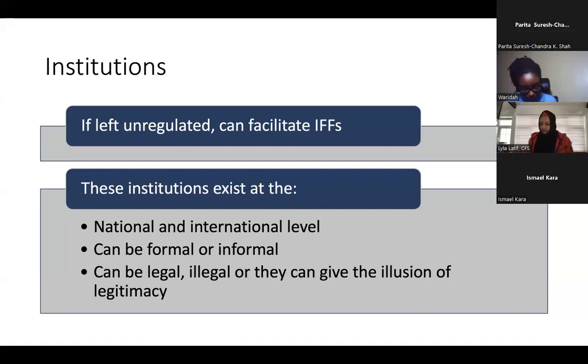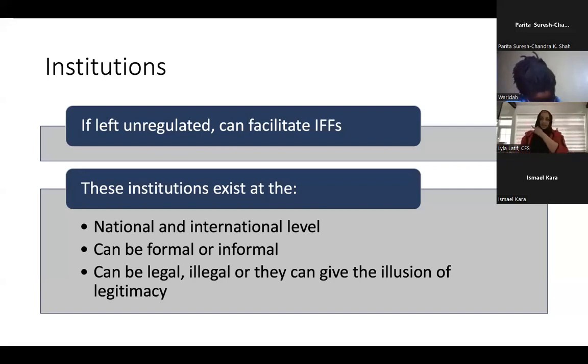Now, as we talk about institutions, these institutions can be legal, illegal, or they can give the illusion of legitimacy. And that's where the problem is with lawyers and IFFs. Now, legal institutions, we all know, Barclays Bank, Stanbic Bank, London Stock Exchange, Nairobi Securities Exchange, and for example, the Nordic Investment Bank in Finland, right?